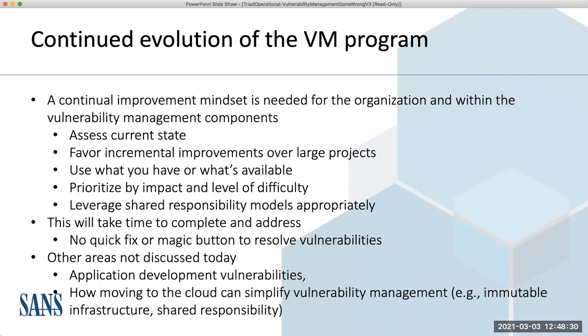There might be a goal for us to get to that immutable infrastructure, the shared responsibility, because some of the problems go away because it's somebody else's. As I move from infrastructure to platform to software as a service, I remove some of the challenges that I might have in vulnerability management. We didn't get into any of that today, recognizing we have an hour, we can't do that. But we still need to think about other areas that we might be able to leverage that can help us in a vulnerability management program.